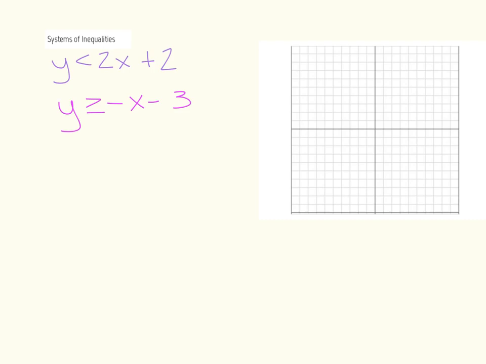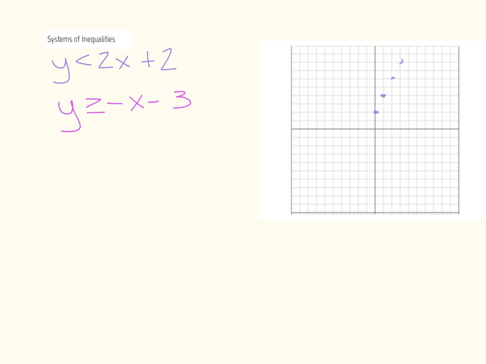All right, so the first one is y is less than 2x plus 2. My y-intercept is at 2, so I'm going to go right there. And then my slope is 2, so I'm going to go up 2 over 1. Up 2 over 1. And then I can keep doing that.